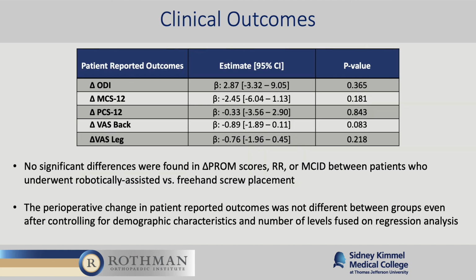Evaluating clinical outcomes within each group, significant improvements were achieved across all outcome measures. However, between groups, no significant differences were noted in our delta scores, recovery ratios, or MCID. A regression analysis is presented in the table you see here, demonstrating that the perioperative change in patient-reported outcomes was no different between groups, even after controlling for demographic characteristics and the number of levels fused.